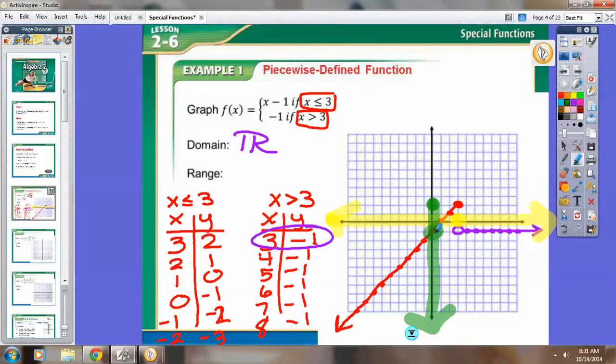So let's talk about range. What is our range? Our highest value is at 2, and everything else is less than that. So we can use an inequality to represent our range. Range is talking about y, so all of our y values are less than or equal to 2.